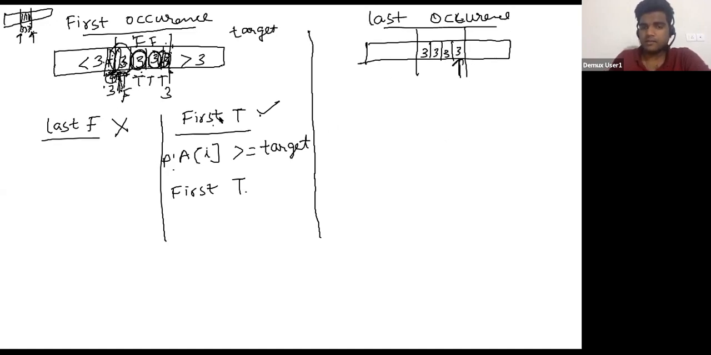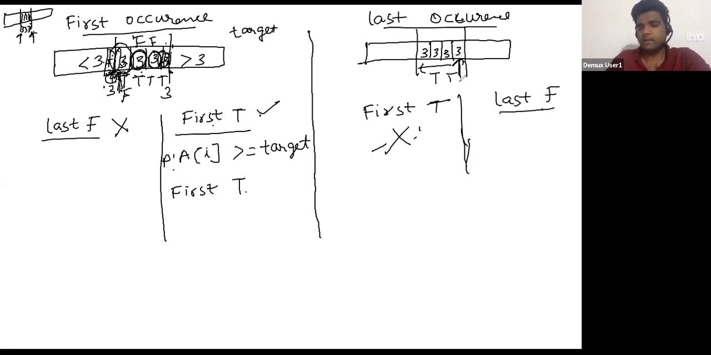So my question is, can this be your first T, or can this be your last F? Can this be your first T? Can someone unmute and speak? Yeah, I mean, you cannot make this the first T, because if this is your T, then these also will be T. So this cannot be the first T. This will be the last F definitely. And if this is the last F, then what is your predicate? Your predicate is A[i] strictly greater than the target.